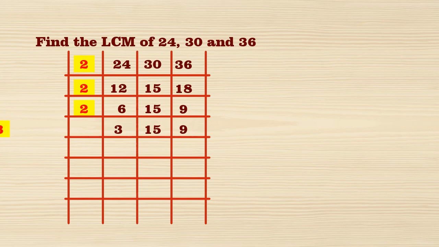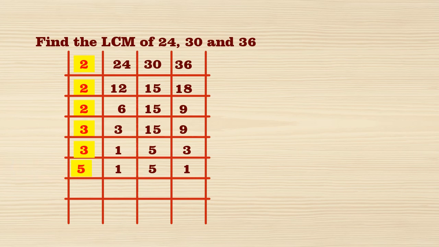So the next prime number is 3. 3 can divide 3 1 time, 3 can divide 15 5 times, 3 can divide 9 3 times. So we check whether 3 can divide. 3 cannot divide 1, we put 1 down. 3 cannot divide 5, we put 5 down. 3 can divide 3 1 time. So we check whether 3 can divide again. 3 cannot divide, so we check the next prime number, which is 5.